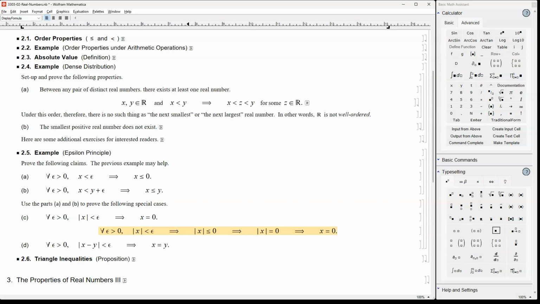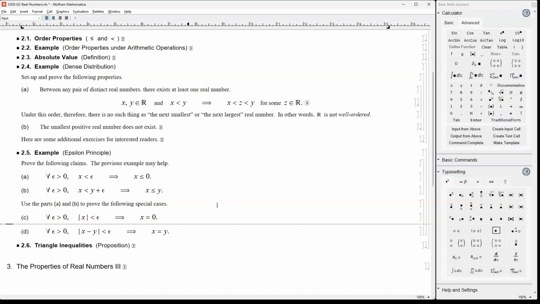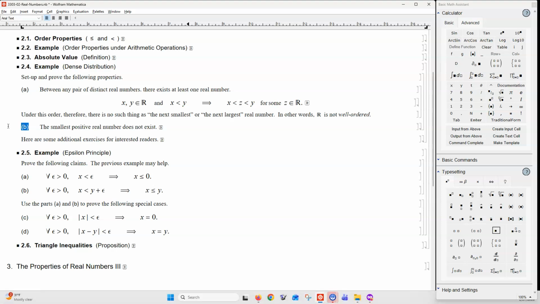Therefore, x is equal to 0, and that is what we have over here. Okay, and then using the same argument as before, you can extend this to the general case. I'll leave that to you. So what do we have? All these, the epsilon principle, come from this. The smallest positive real number does not exist.